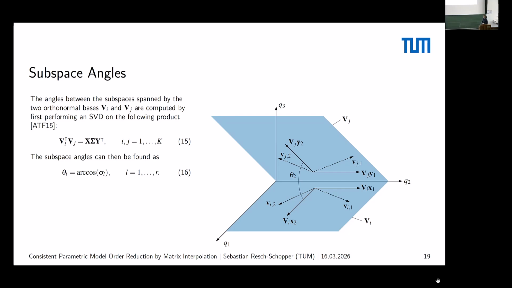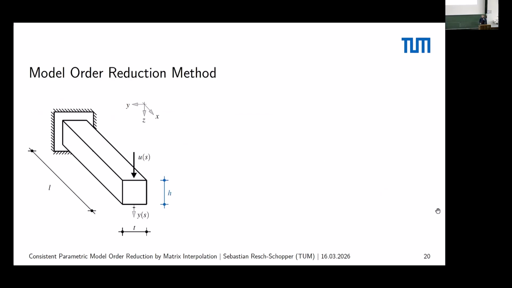So what are now the causes that these subspaces differ? The first one is the model reduction method that we're using. And I want to depict this on this very simple example.